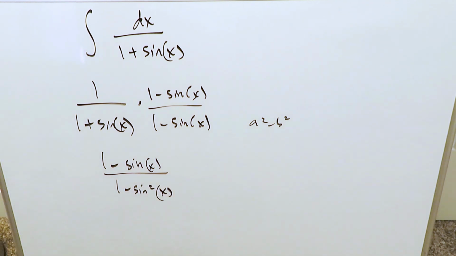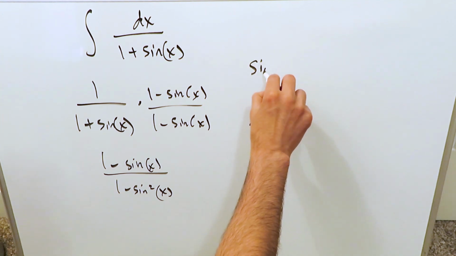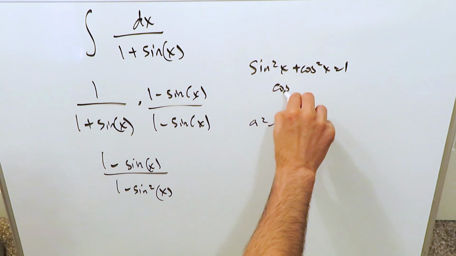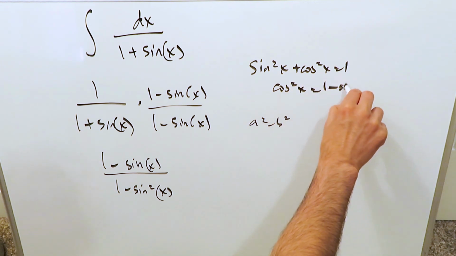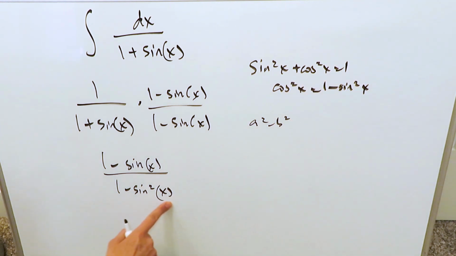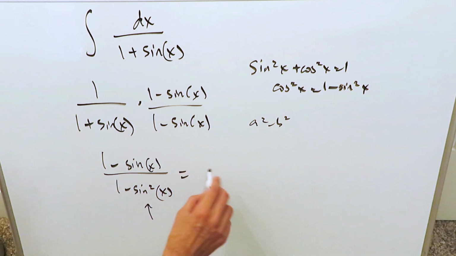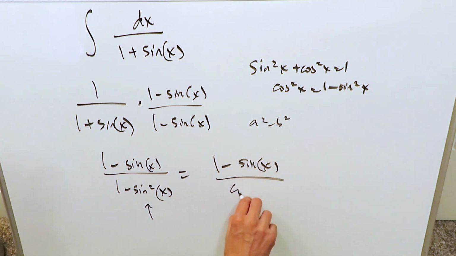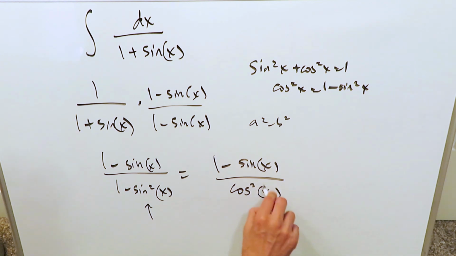We are using trigonometric identities here to our advantage. Consider this identity: sine squared x plus cosine squared x is equal to 1. Cosine squared x is equal to 1 minus sine squared x. And you would bring that right here in the denominator. In essence, your integrand becomes 1 minus sine x divided by cosine squared x. And now we can utilize this to our advantage, and it would be easy to do so.